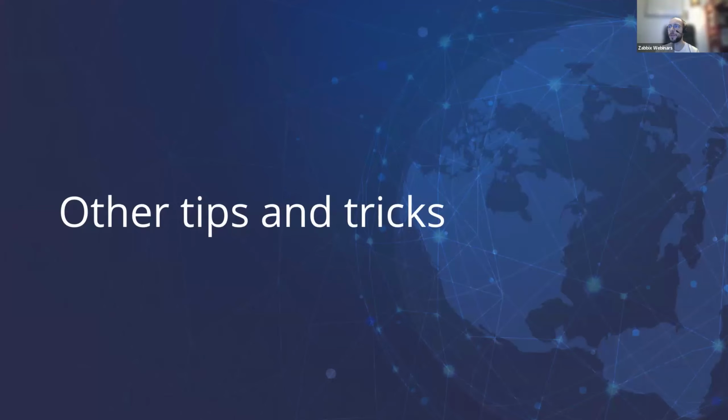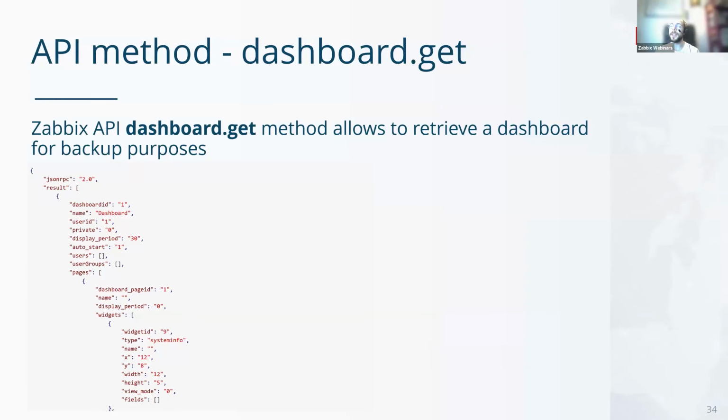And some final tips and tricks. So we have a dashboard get API method, and this can be used to retrieve a dashboard, but only for backup purposes. So it's not a full-fledged dashboard export. You will not be able to move your dashboards between environments this way. Why? Because they refer to hosts by their IDs, and in a different environment, your hosts will most likely have different IDs. So if you have two duplicate environments, sure, you can move dashboards between them. But if they differ, then this is useless for moving the dashboard between Zabbix instances. But it's useful for backing up a dashboard.